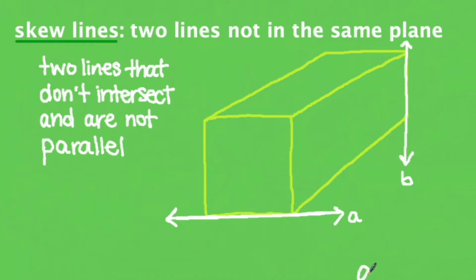Unfortunately, there's no real symbol for A is skewed to B. I feel like we should make up a new symbol for that, but I don't know one, and so we'll just have to use the word skew.